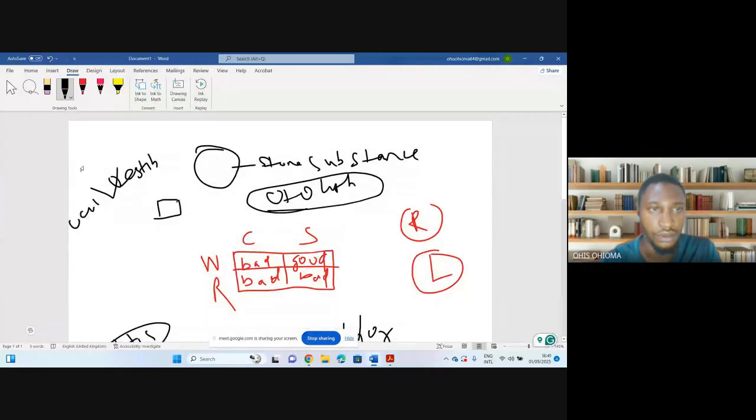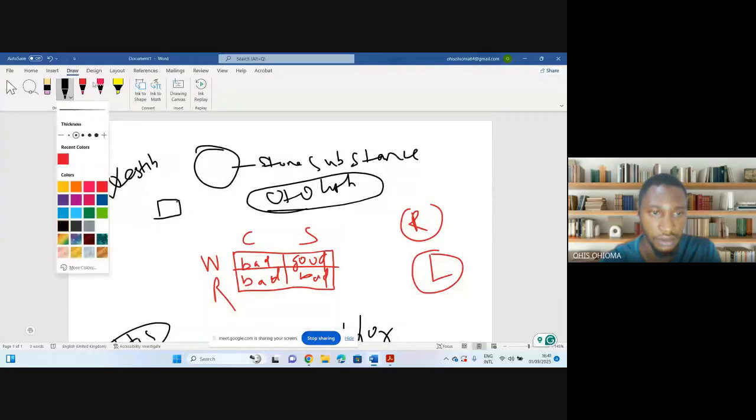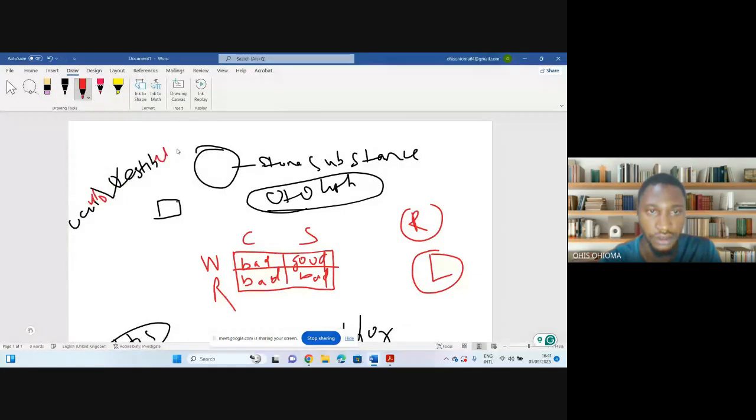So they call it oculo... I'm trying to explain something here, right? Oculovestibular reflex, right?